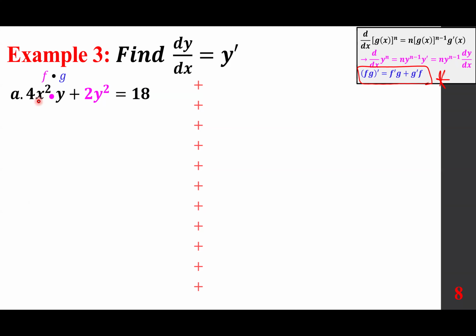So starting with this, f prime is simply 8x times g, which is y, plus g prime, which is just y prime or dy dx, times f, which is 4x squared. For 2y squared, just the extended power rule gives you 4y y prime. The right side is a number. Any number results in 0 when you differentiate.